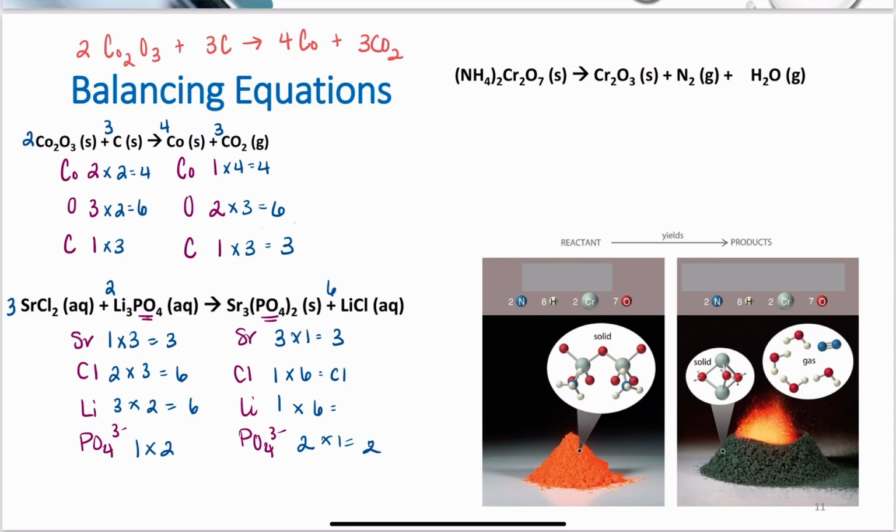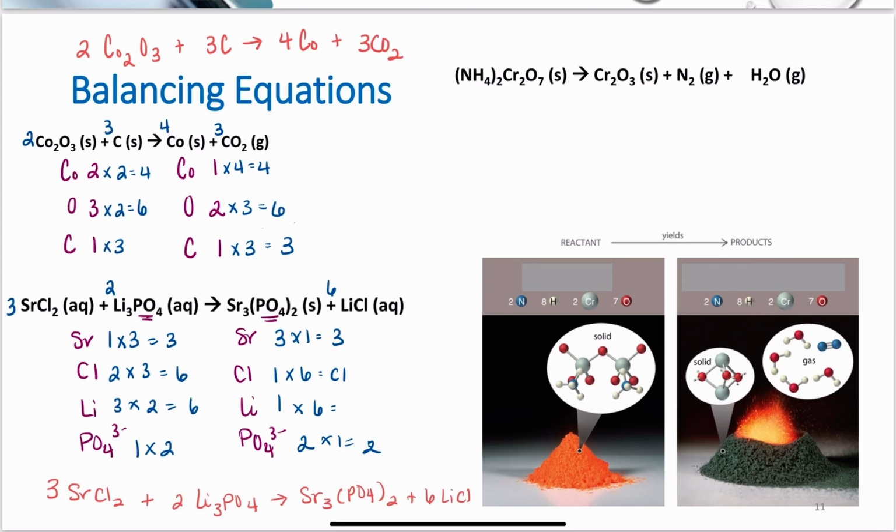Let's go ahead and rewrite that. 3 strontium chlorides, 2 lithium phosphate, gotta put the 3 under there, I apologize. It's really hard for me to write on the bottom of the screen. Let's see. 1 strontium phosphate and 6 lithium chloride. Let's make sure it's balanced.